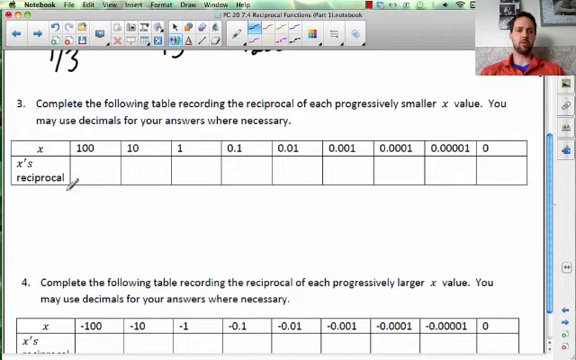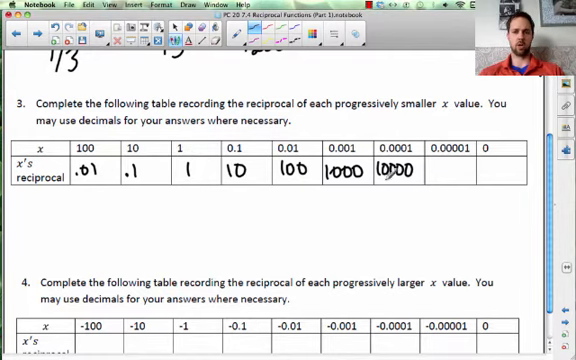So let's quickly burn through these. 1 divided by 100 is 0.01. 1 divided by 10 is 0.1. 1 divided by 1 is 1. 1 divided by 0.1 is 10. Divided by 0.01 is 100. Divided by that one is 1,000. So you notice that as the numbers get smaller and smaller and smaller, the reciprocal of the numbers gets larger and larger and larger. So that's 10,000. This one is 100,000. And this one is undefined. Can't divide by 0.